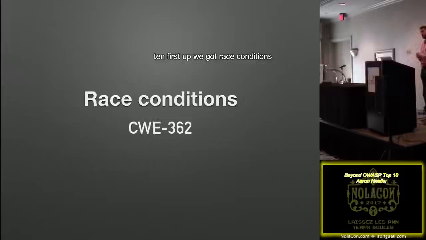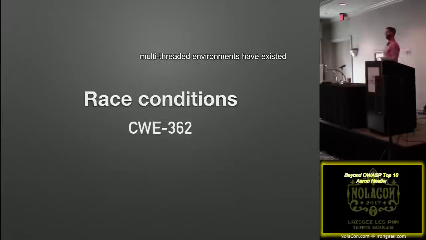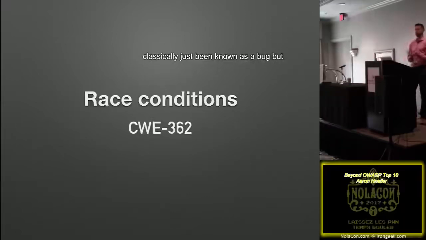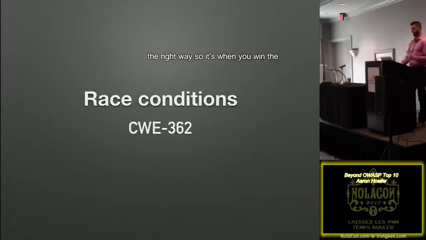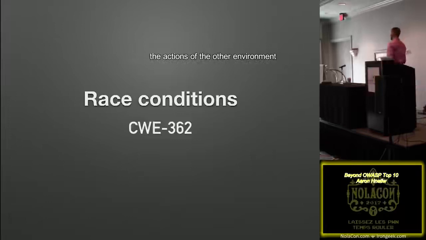First up, we got race conditions, otherwise known as CWE-362. Race conditions is something that's been around since the beginning of asynchronous computing, since multi-threaded environments have existed. It has classically been known as a bug, but it can be leveraged to actually be a security vulnerability if it's done in the right way. It's when the timing of certain actions in an asynchronous environment actually affects the actions of the other environment.